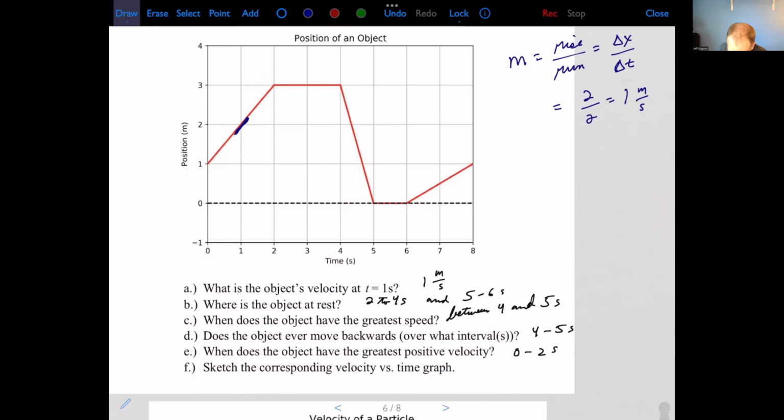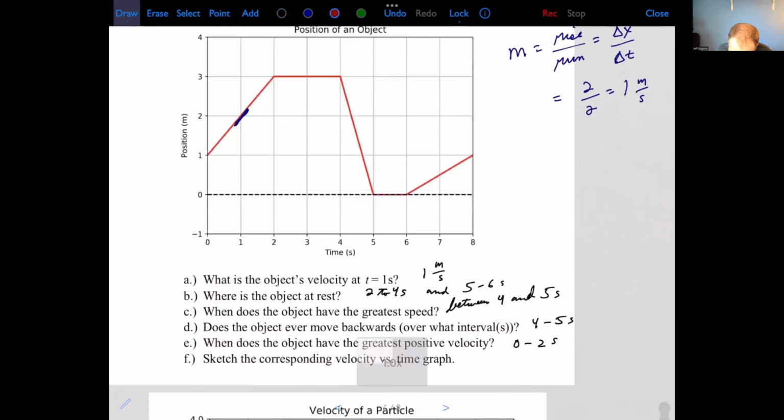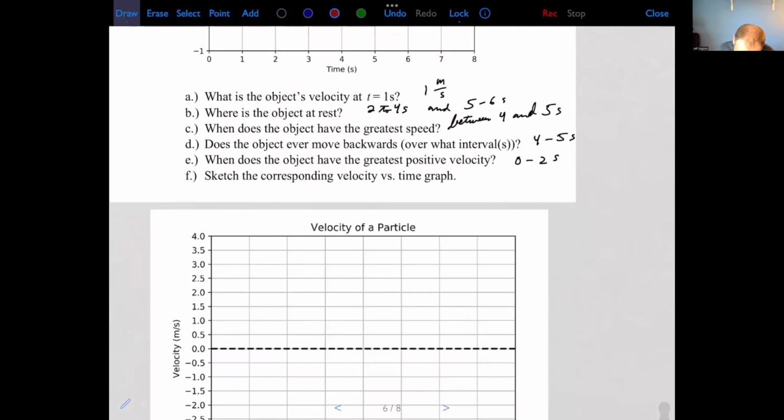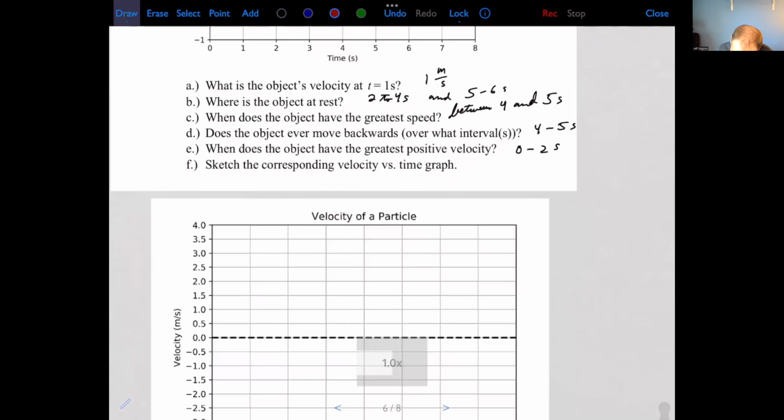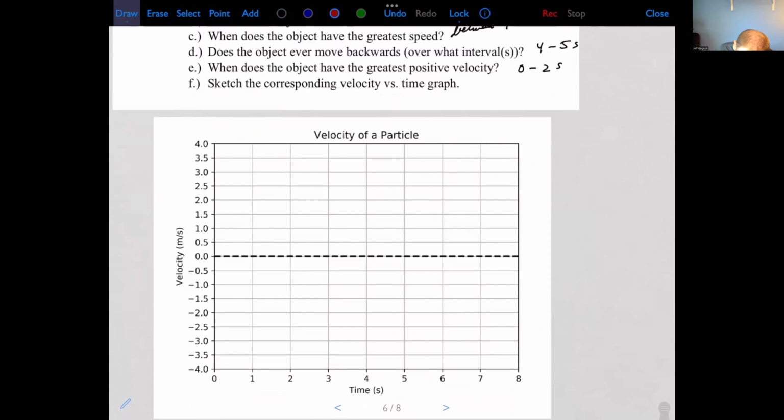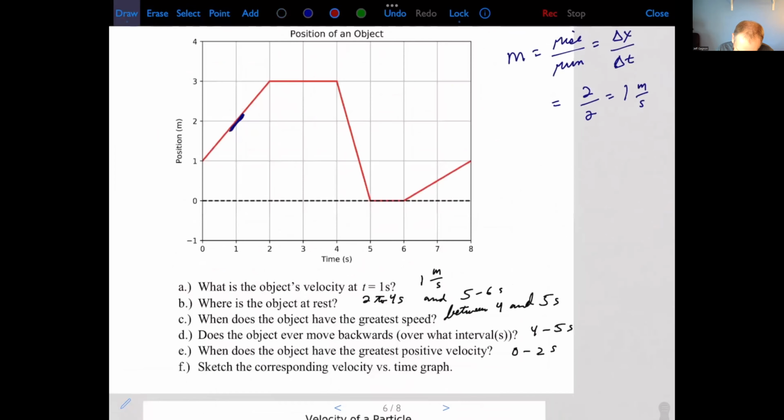Okay, and now I want to sketch the corresponding velocity versus time graph. So again, between 0 and 2, what is the velocity? Well, it's 1 meter per second, right? We already calculated that. So let me go to the velocity graph. Between 0 and 2, the velocity is 1 meter per second. And it's constant, right? That slope doesn't change here. So that means it's constant velocity.